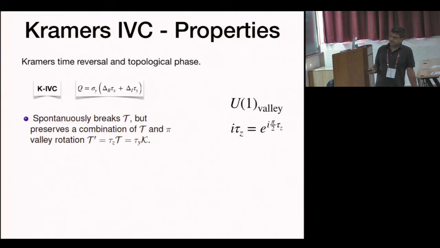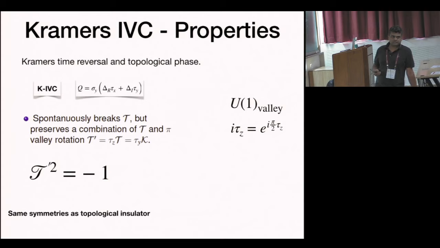The thing that's very interesting about this combination is that you can square it. And what you find is that it squares to -1. A simple exercise: tau y times the complex conjugation squares to -1. So this is really like a Kramers time reversal symmetry. You're used to getting Kramers in the context of spin. You have spin and you have spin orbit coupling, and time reversal squares to -1. That's the Kramers time reversal.